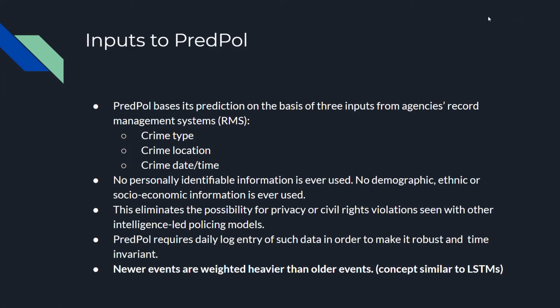You must be wondering what are the inputs to the PredPol. PredPol bases its prediction on the basis of three inputs: crime type, crime location, and date and time. No personally identified information or demographic, ethnic, or socio-economic information is ever used. This eliminates the possibility for privacy or civil rights violation. PredPol requires daily log entry of such data in order to make it robust and time invariant. Newer events are weighted heavier than older events.